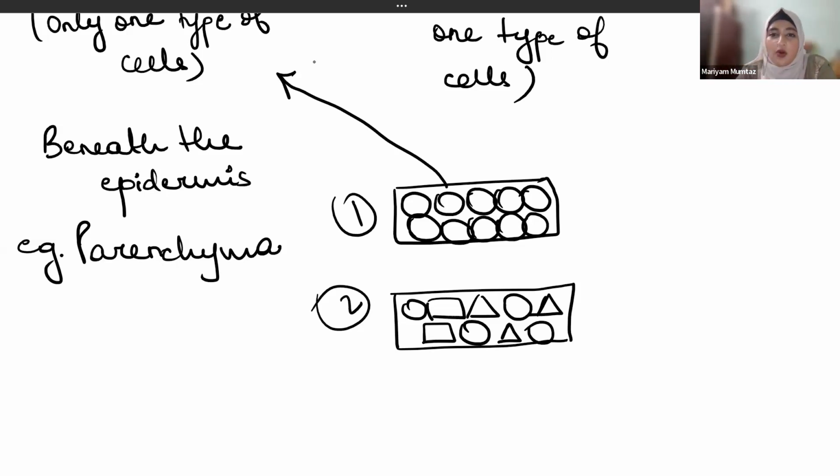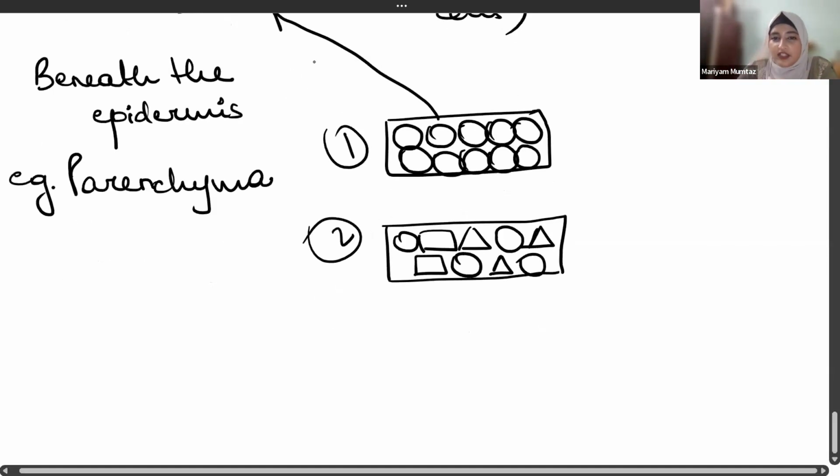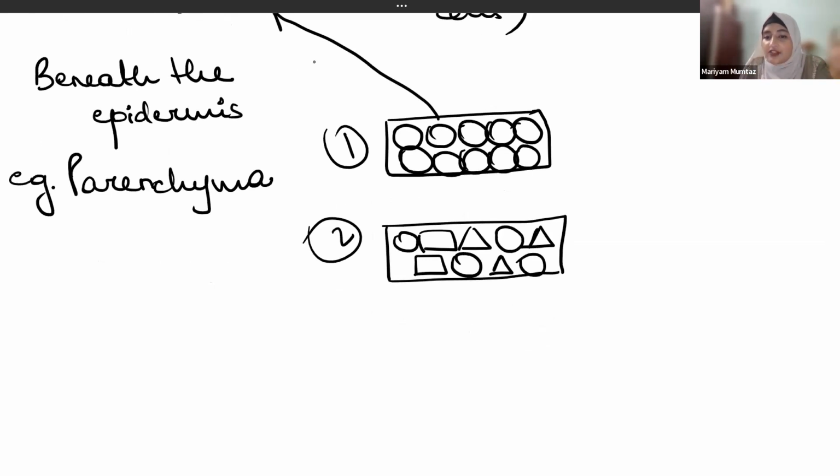Meaning, just as here all the cells are the same, in the case of simple permanent tissue all the cells are of one type only. But here you can see different kinds of cells, so this is the case of complex permanent tissue, wherein all the cells are of different shapes and sizes. Now is it clear?